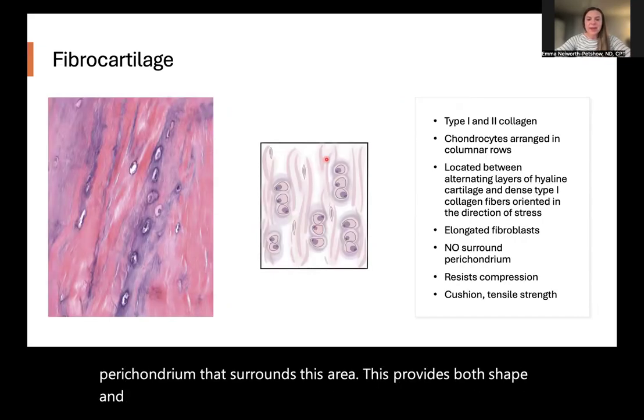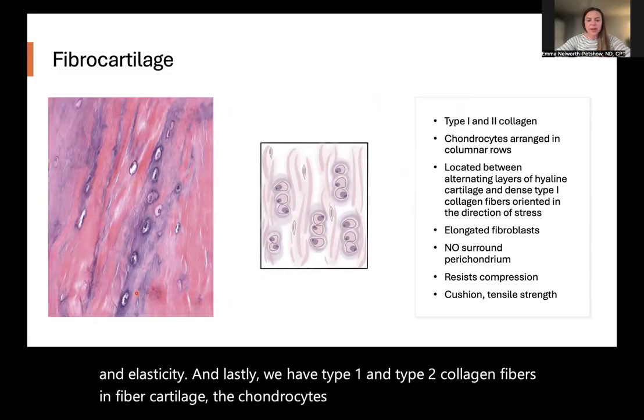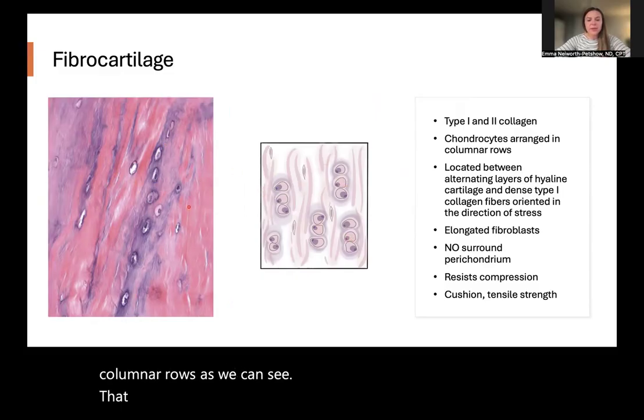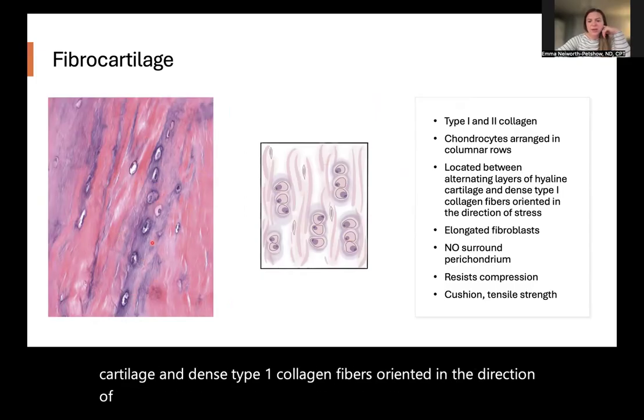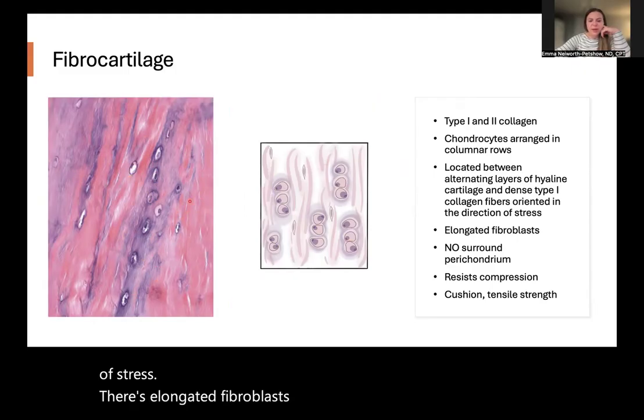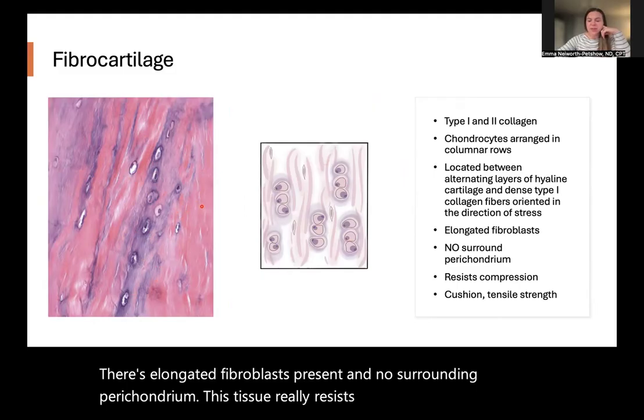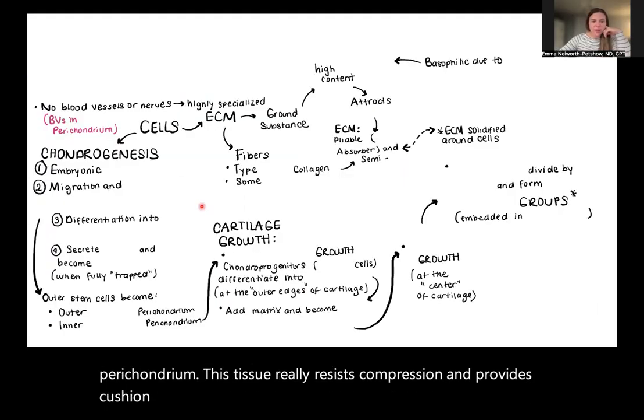And lastly, we have type 1 and type 2 collagen fibers in fibrocartilage. The chondrocytes are arranged in these columnar rows, as we can see here, that are located between alternating layers of hyaline cartilage and dense type 1 collagen fibers oriented in the direction of stress. There are elongated fibroblasts present and no surrounding perichondrium. This tissue really resists compression and provides cushion plus tensile strength.